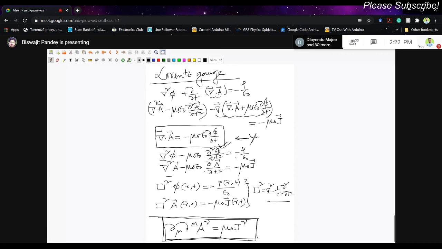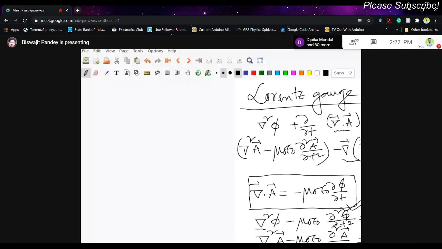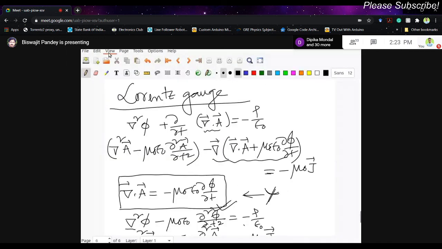And the second thing, I should also show that I have not talked about the gauge potential. What is the gauge potential? Psi. Let us look at that equation for gauge potential.